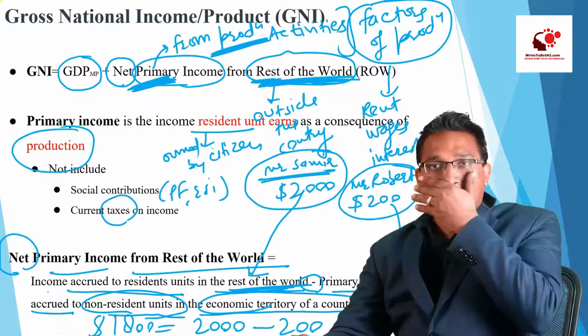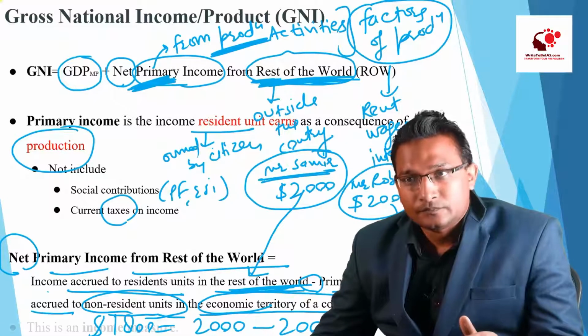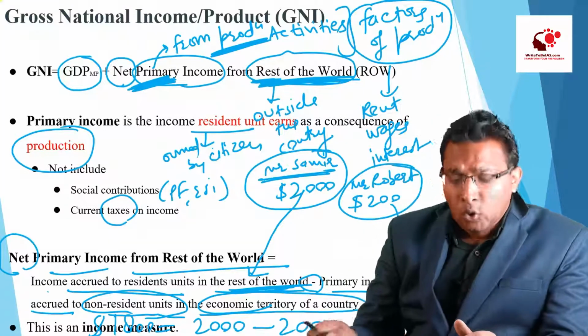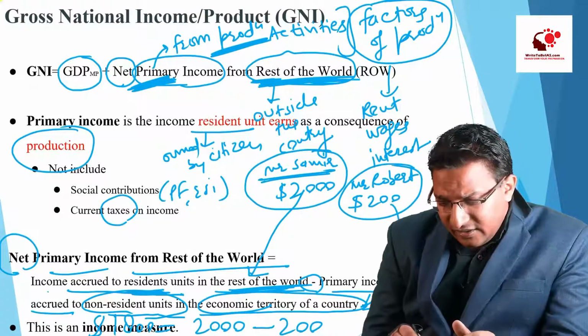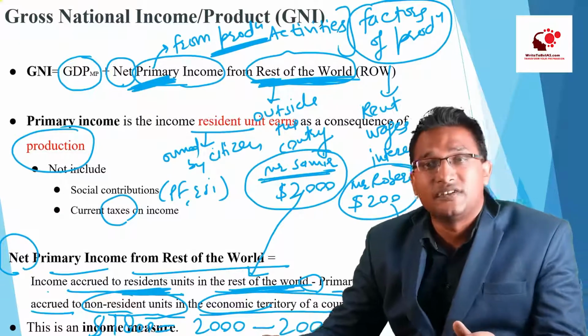This is the net primary income from rest of the world. And friends, don't be confused by the word resident. Here the resident basically stands for the citizen only.